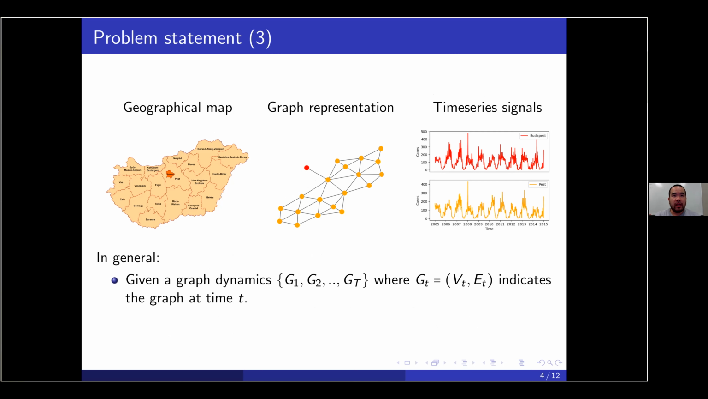In general, given a graph dynamics where G_t indicates the graph at time t, we need to predict the future signals. For example, the number of infected cases in a county in a number of weeks.